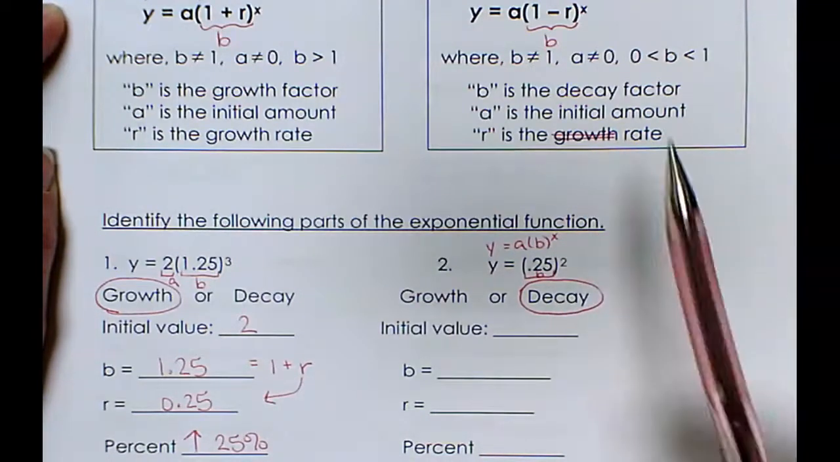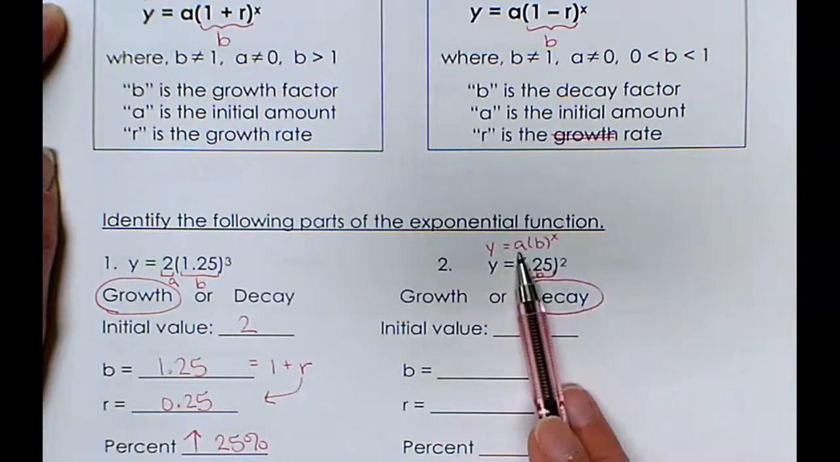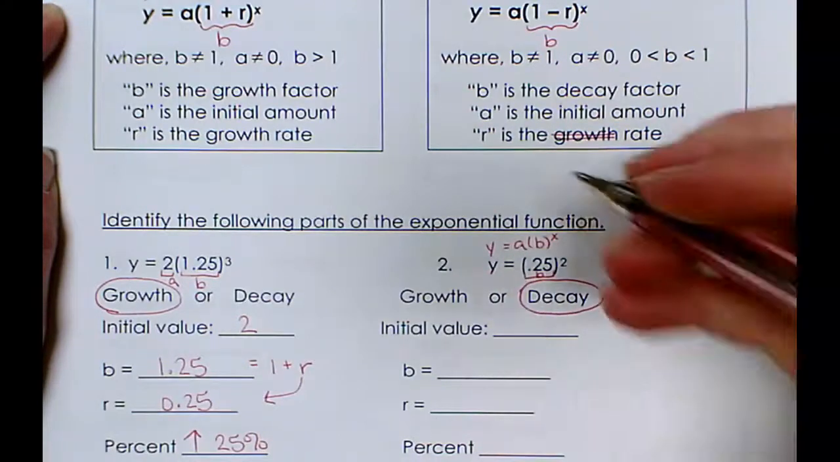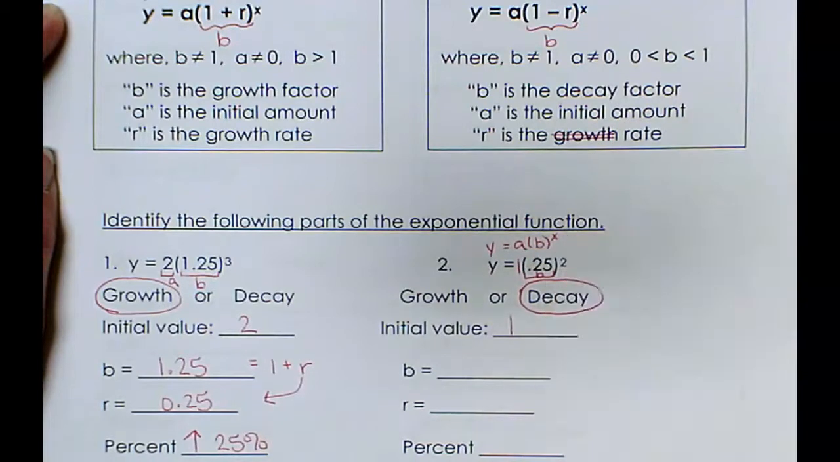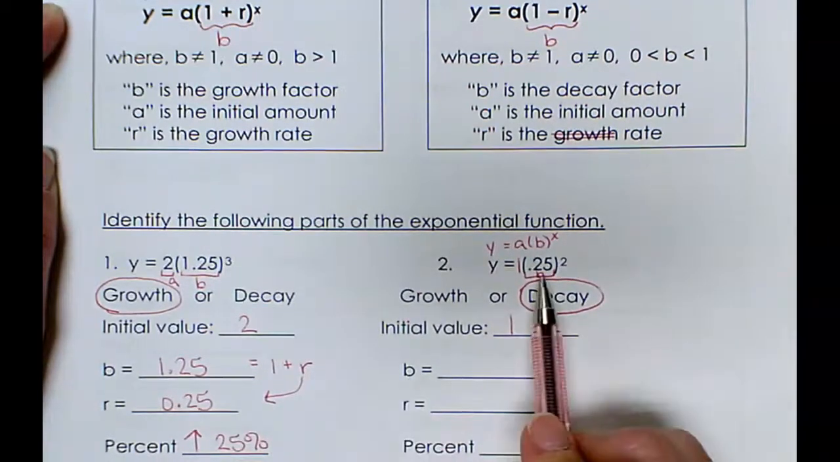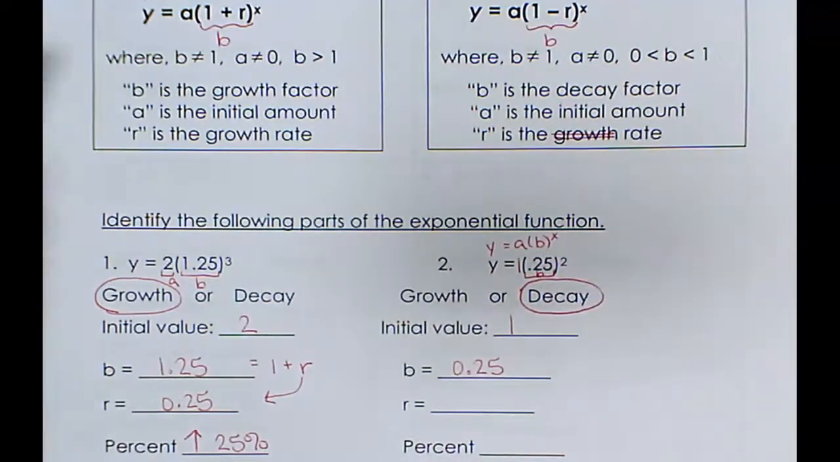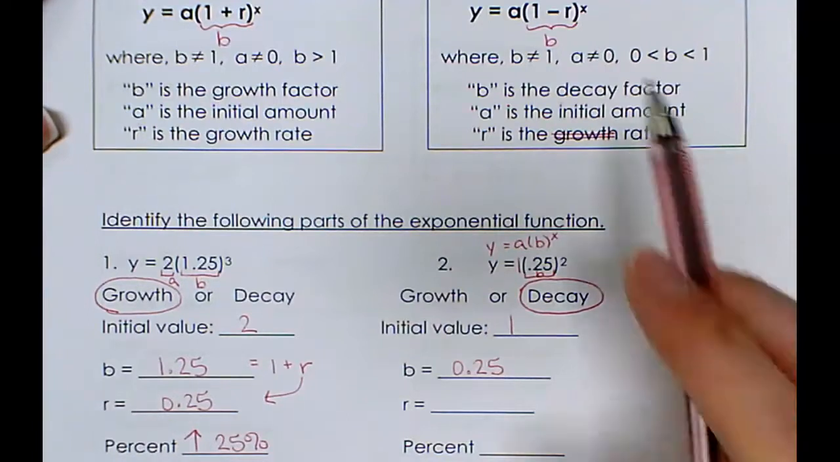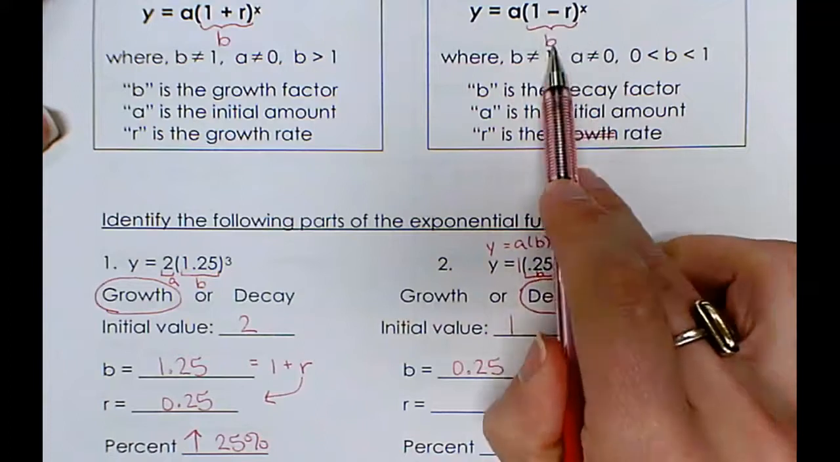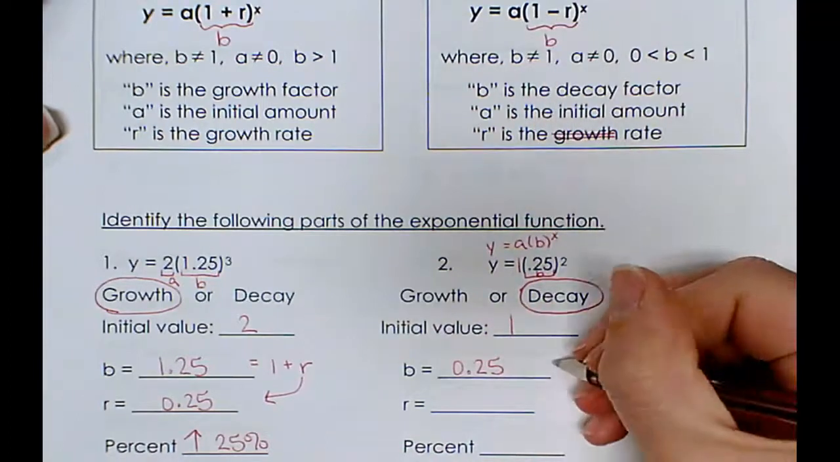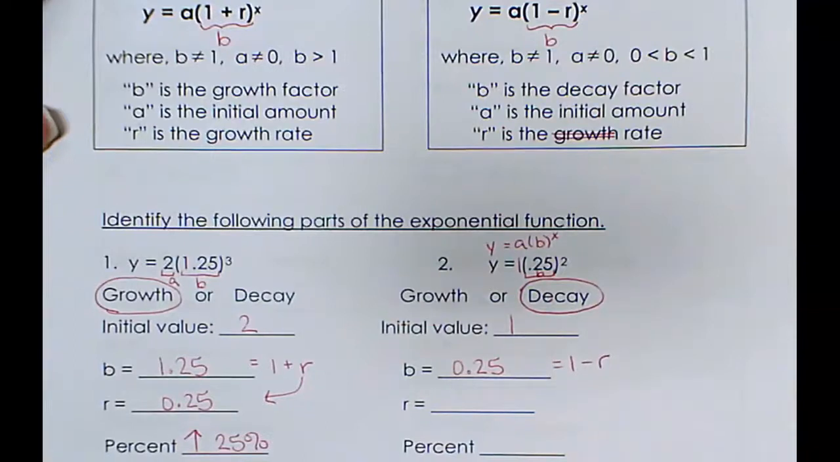The initial value is a. It's what should be out in front, and there's nothing that appears there, so I can say that this is a 1. The b value is 0.25. And because this is exponential decay, the r is embedded in here. So my b value is equal to 1 minus the rate. So what I'd like to do is think about, what do I subtract from 1 in order to get 0.25?